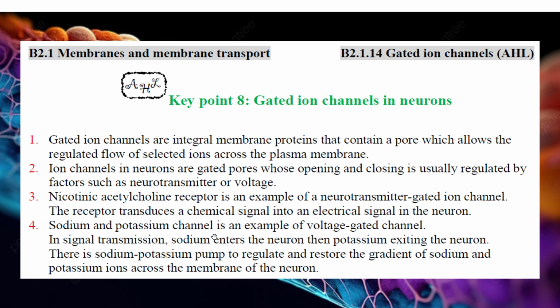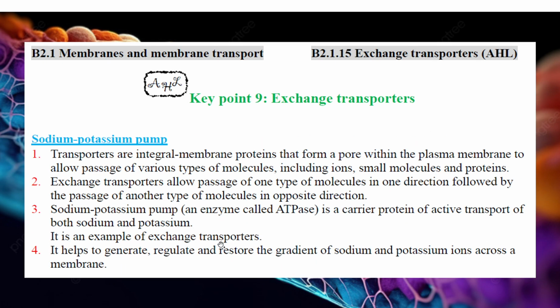And also in the neuron we have some voltage-gated channels. We call them sodium and potassium channels. In signal transmission, sodium enters the neuron and potassium exits the neuron. In normal signal transmission, we have to move them back, right? So the sodium potassium pump is used to regulate or restore the gradient of sodium and potassium ions after the transmission of this signal.